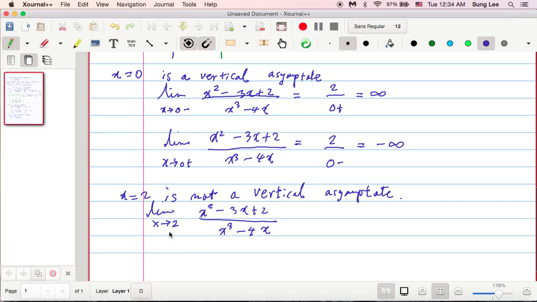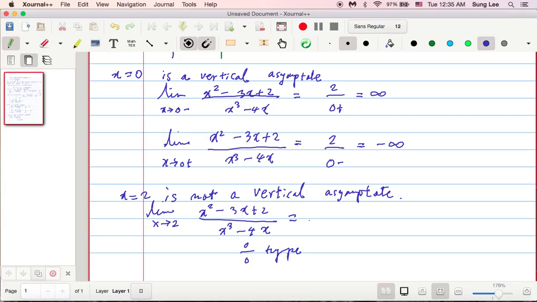How do we know that? When x approaches 2, that's 4 minus 6, right, 4 minus 6 plus 2. So that's 6 minus 6, 0. The bottom part is also 0. So this is a 0 over 0 type indeterminate form. Well, in this case, if you recall, we can evaluate this limit by factoring both the numerator and the denominator, right?